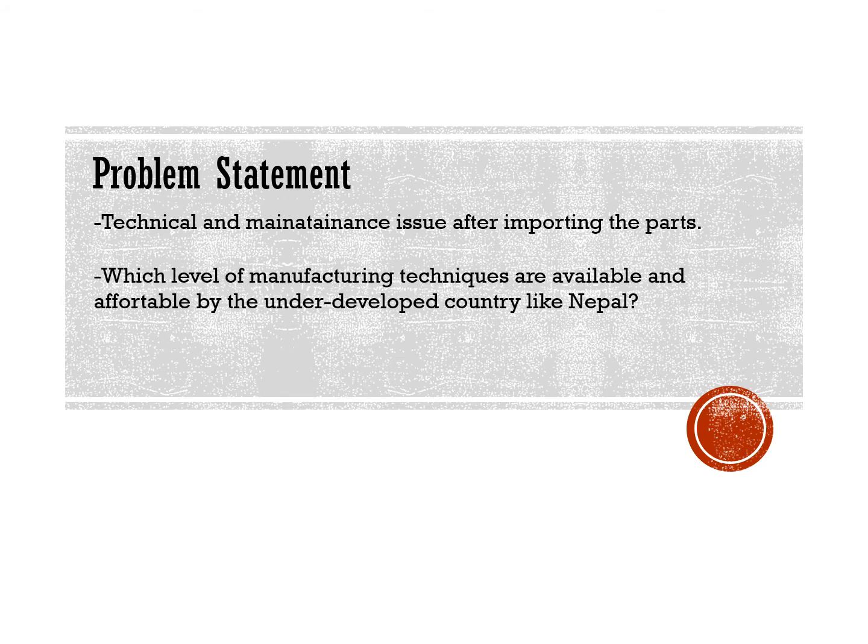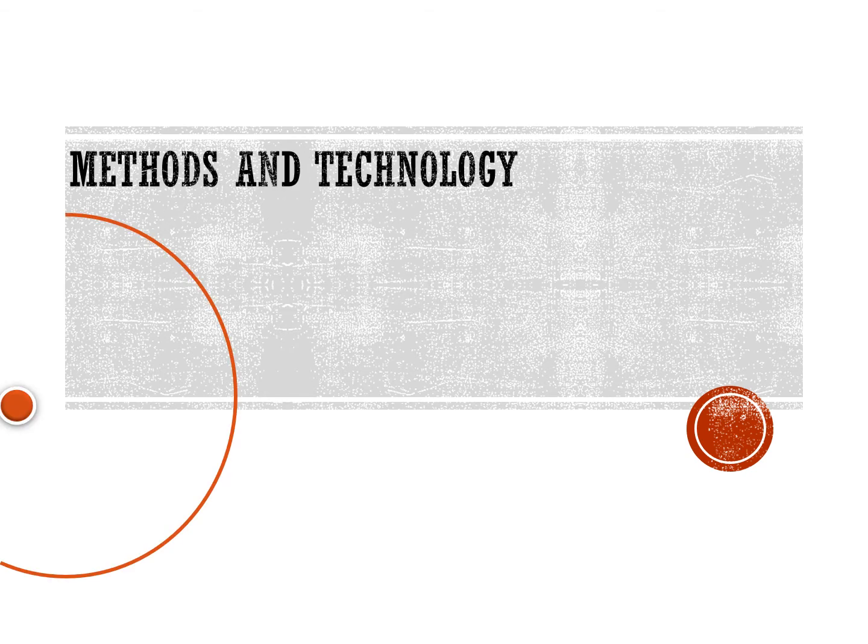So if the country is taking a step, then the big question to be answered arises: which level of manufacturing techniques are available and affordable for an underdeveloped country like Nepal to meet the standards. Now let's discuss the different methods and technology that are being used to manufacture this kind of turbines.